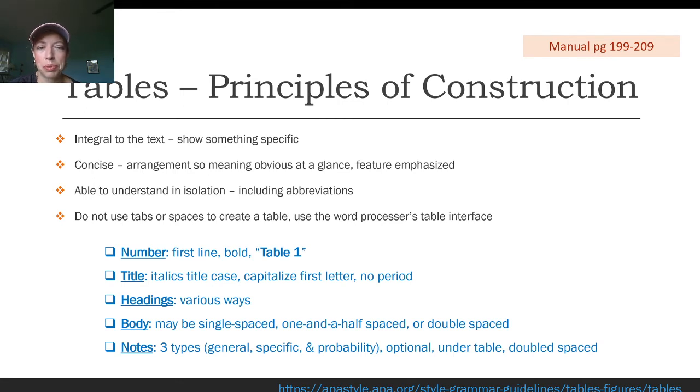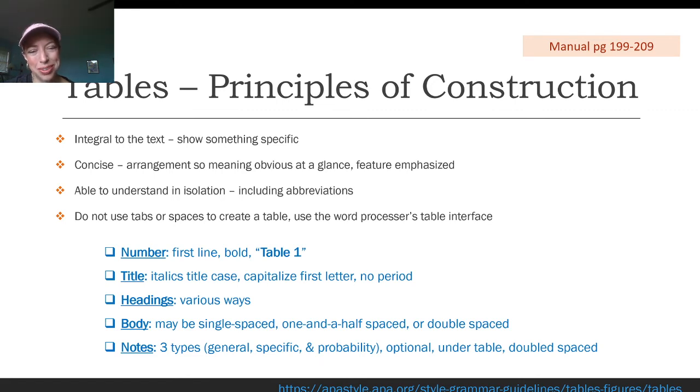The main principles: we're going to have Table 1 in bold at the top, and then skip a line, so it's double spaced, and then the title should be italicized text with only the first letter of each main word capitalized, not every word capitalized. No period at the end. The title is not necessarily a complete sentence. The body of that table or figure can be single spaced, 1.5 or double, depending on your preference. Underneath, the notes are double spaced as well. It looks kind of weird in Word because it makes it really big, but this is the preference for full APA.